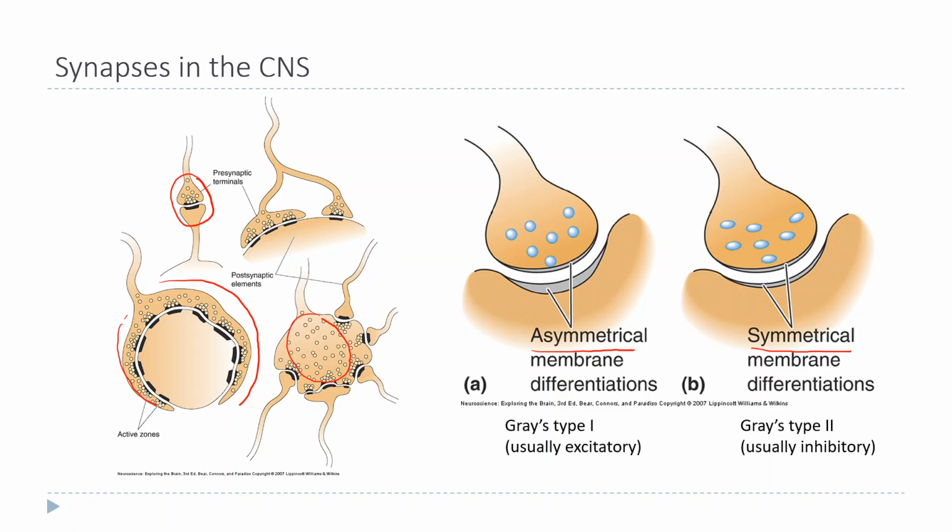So the asymmetrical synapses are sometimes called Gray's type 1 synapses, and the symmetrical ones are called Gray's type 2. Typically, the Gray's type 1 synapses are what we call excitatory. That means that when those synapses are active, the postsynaptic cell experiences depolarization and then usually an action potential. We'll talk about how that works in a minute. And then the type 2 synapses are typically inhibitory, which means that they actually reduce the electrical activity or reduce the chances of an action potential in the postsynaptic cell.